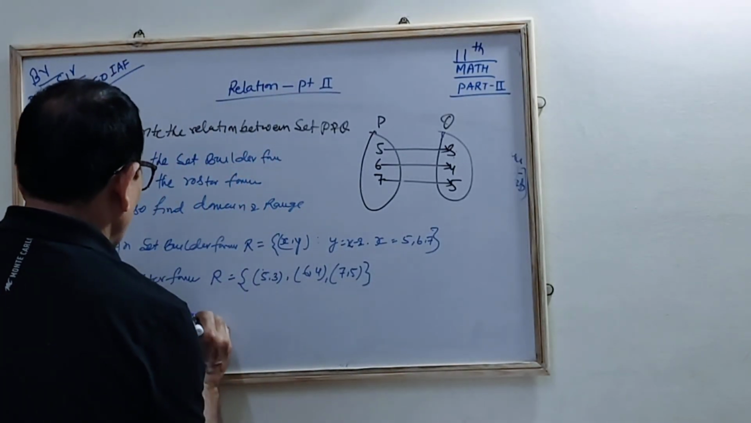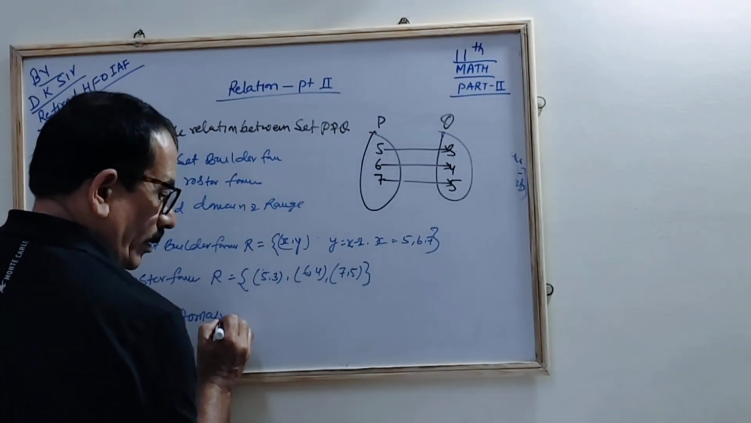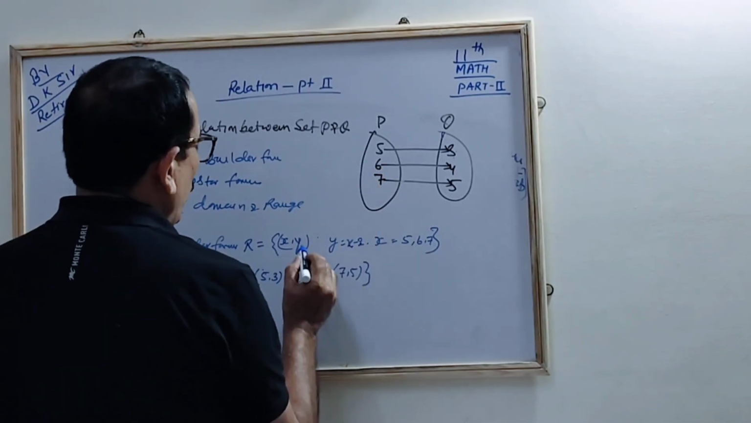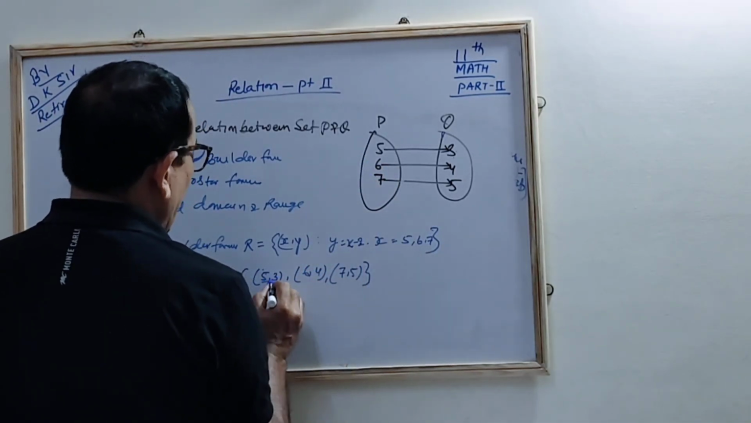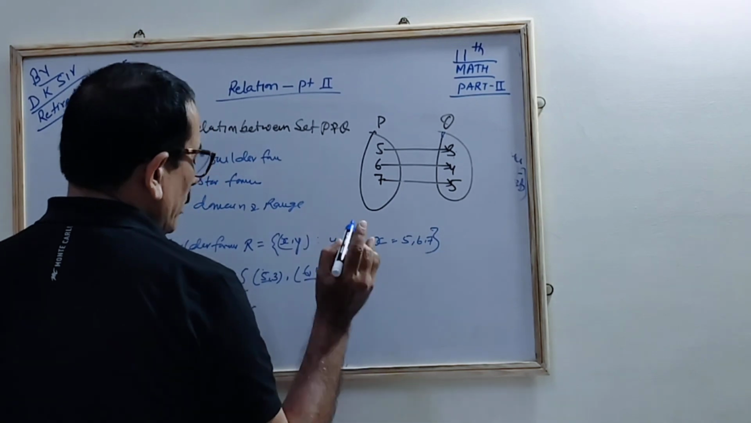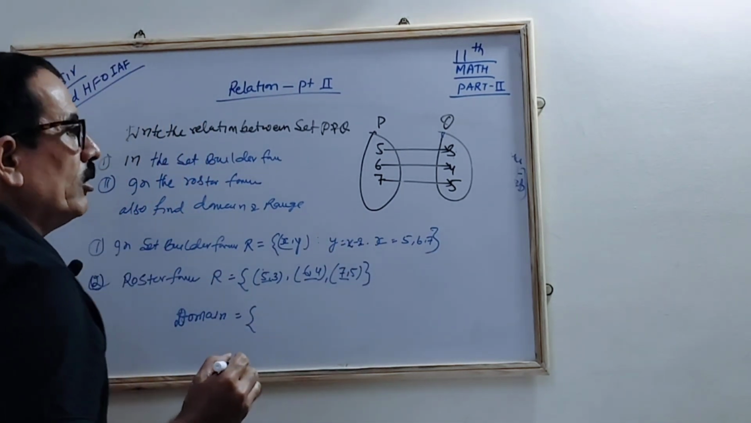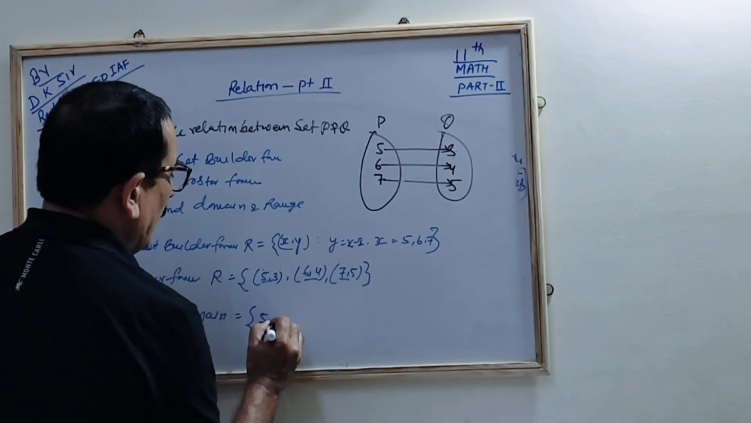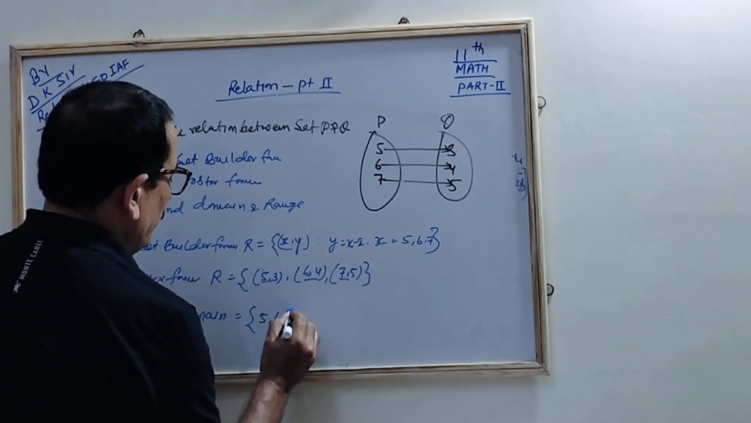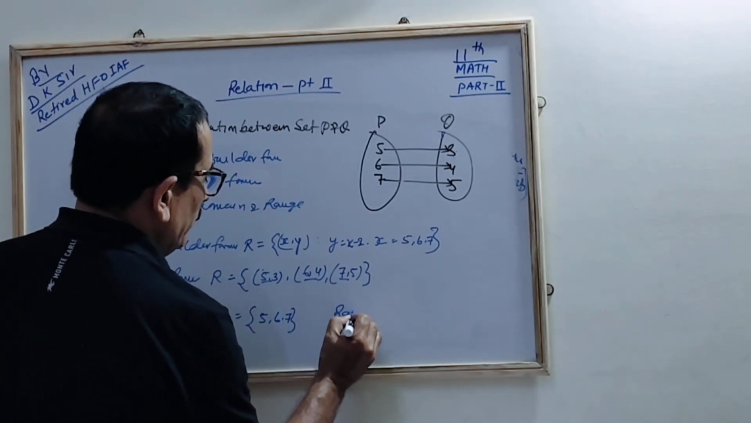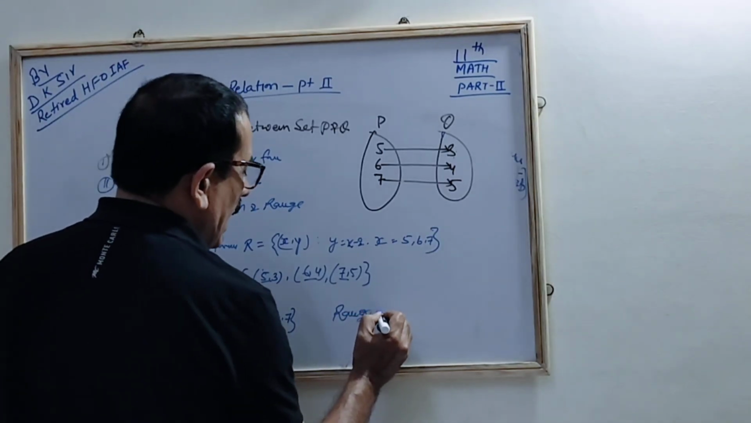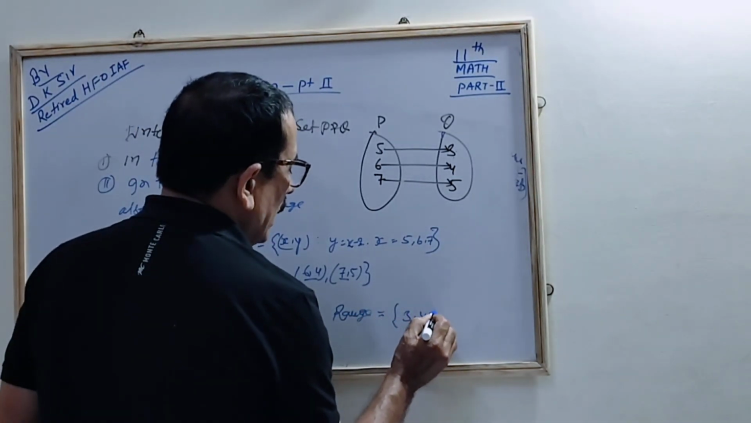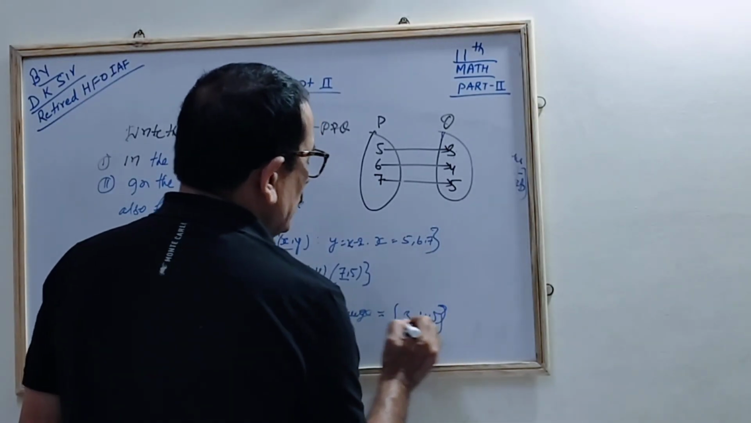Then next comes, what is a domain? The domain will be 5, 6, 7. The first elements of the ordered pairs become the domain. So 5, 6 and 7 will be the domain. And the range of relation R will be 3, 4 and 5, correct? So you understood this answer.